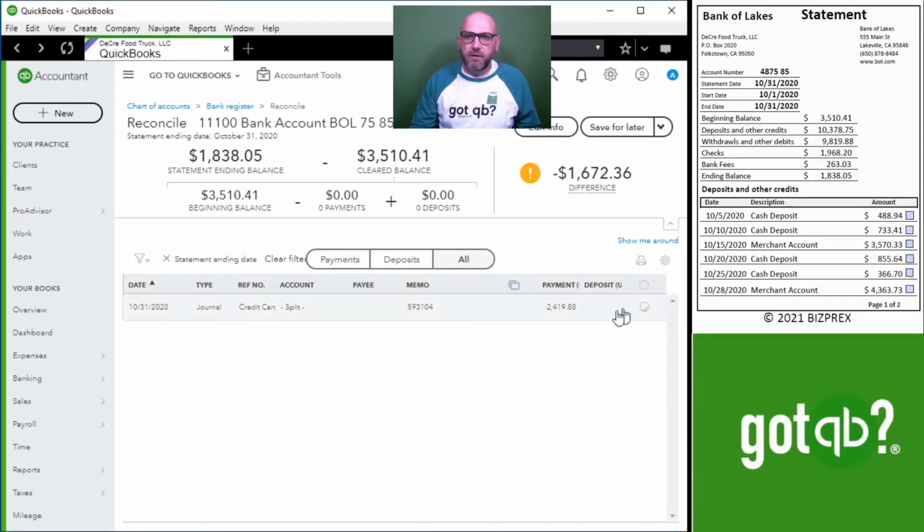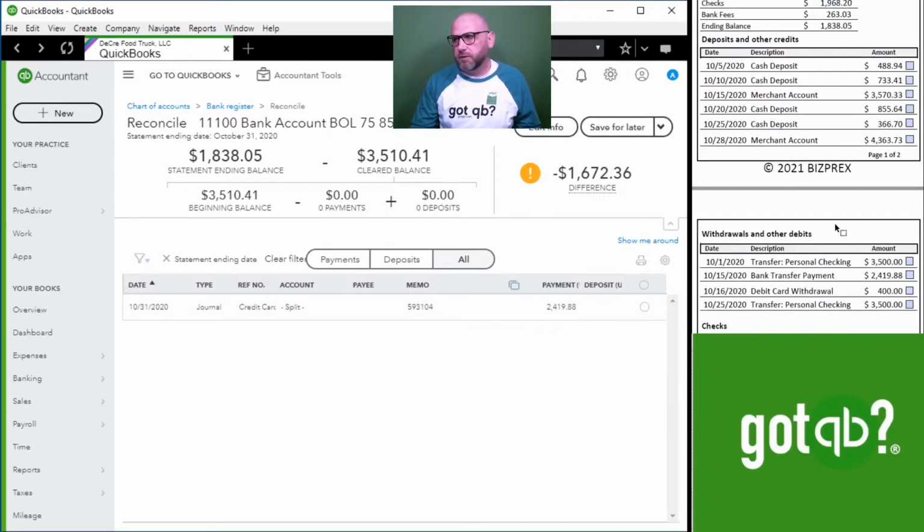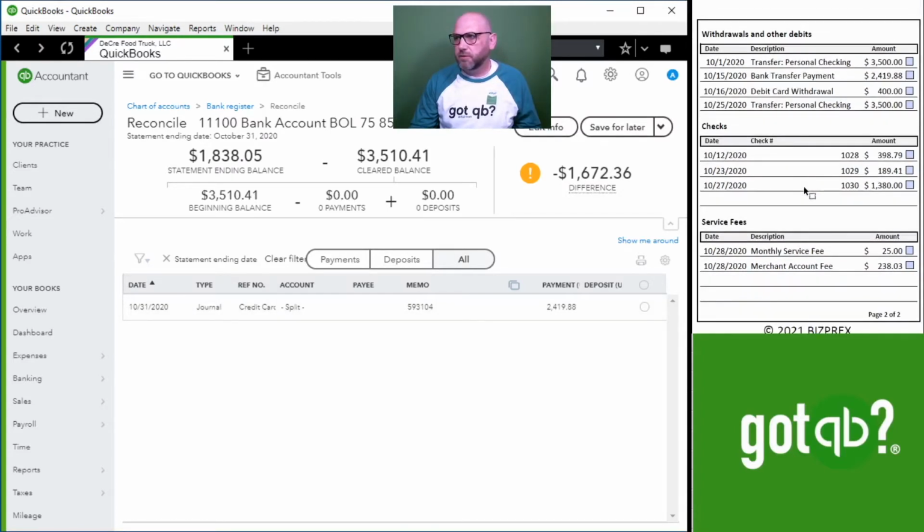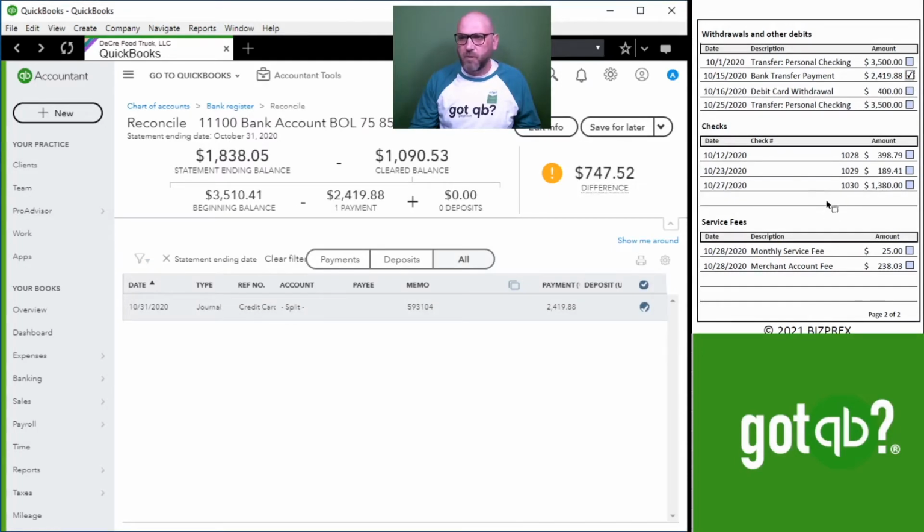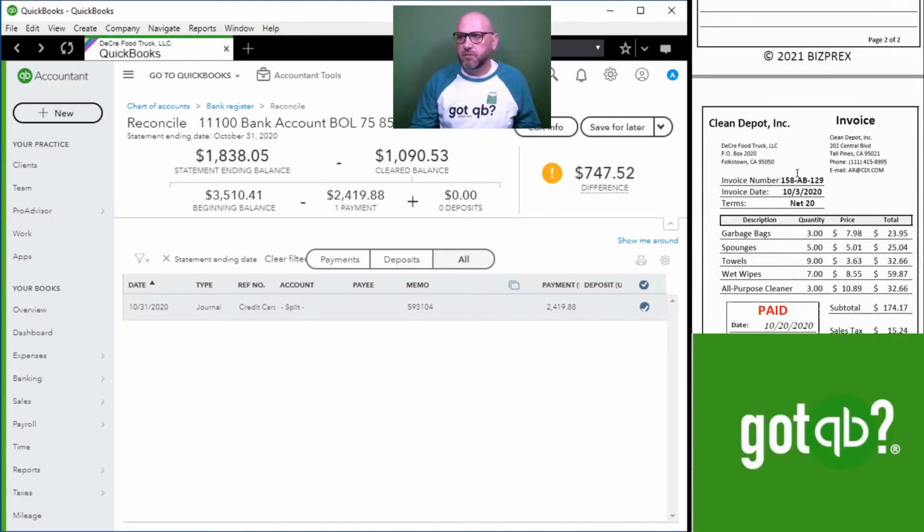All right, the only thing that shows up is the credit card payment, right? And it makes sense because we booked it while we were reconciling our credit card statement. And since this amount hits both the credit card and the bank account, it's already reflected here. So let's go ahead and check this one off. All right, and now we can start booking, right?